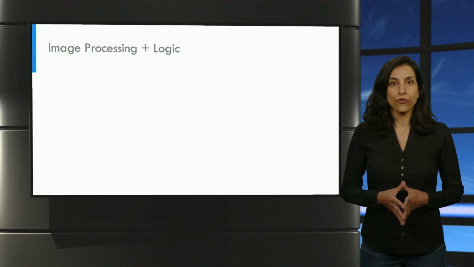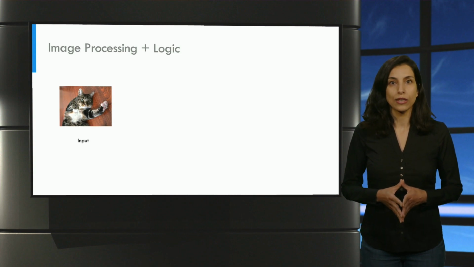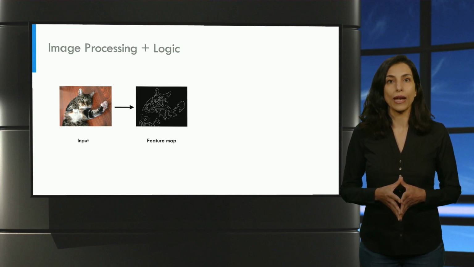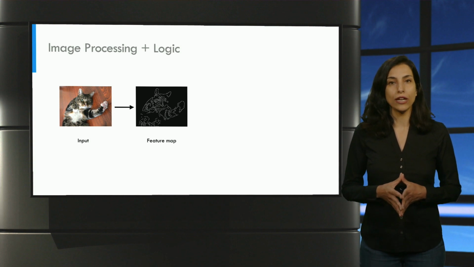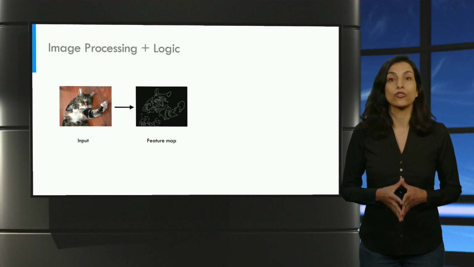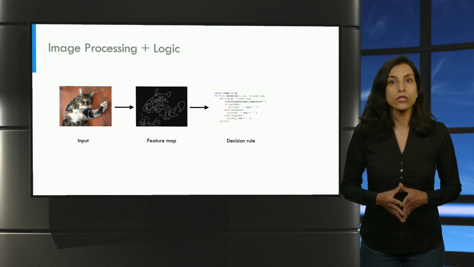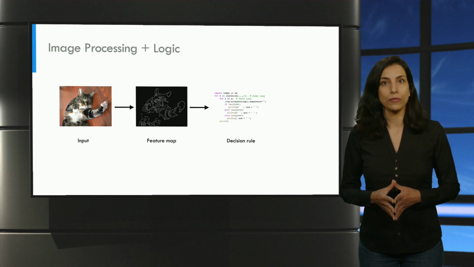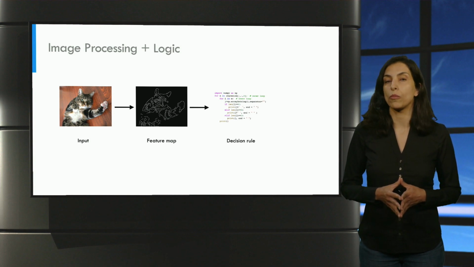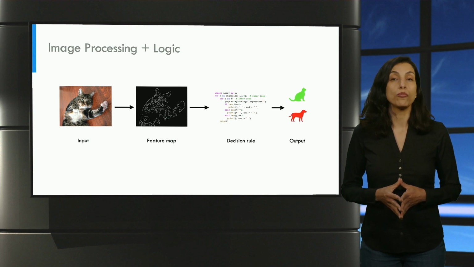In classical computer vision, image processing is used to extract visual features to perform the classification task. The input image is transformed into the feature space. That is, in our example, a black and white image featuring the edges of the cat in the image. The transformation is performed using 2D convolution. The features are then given to an algorithm that classifies the images based on some logics. For example, if pointy ears, then it's a cat.